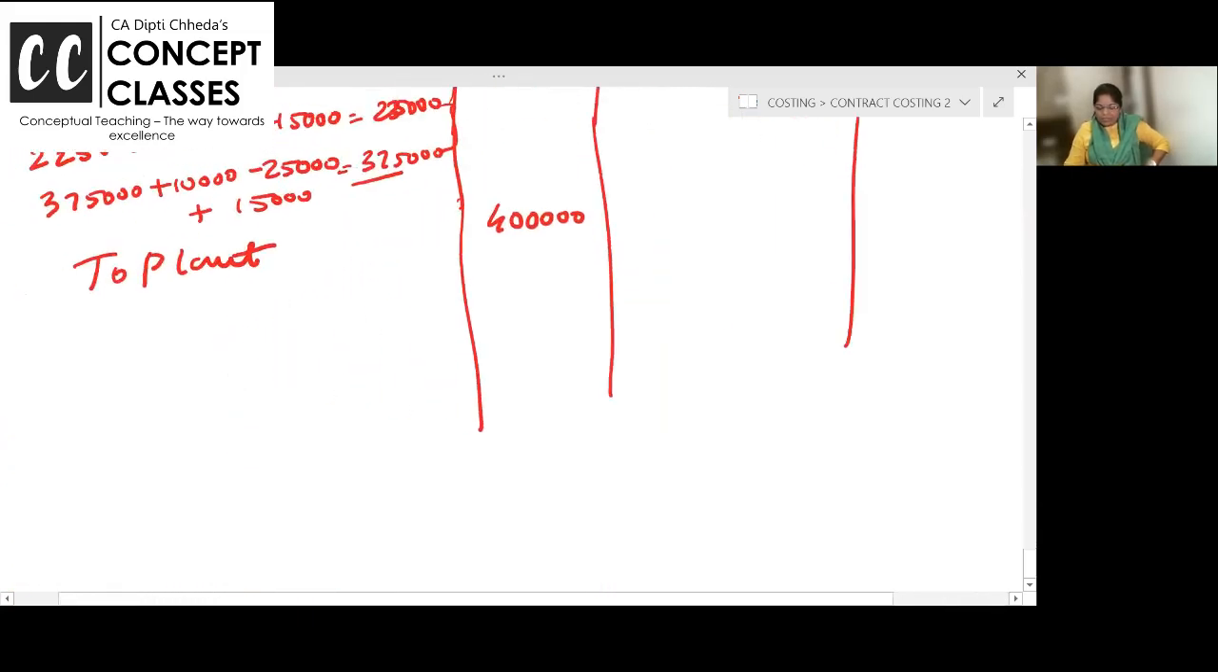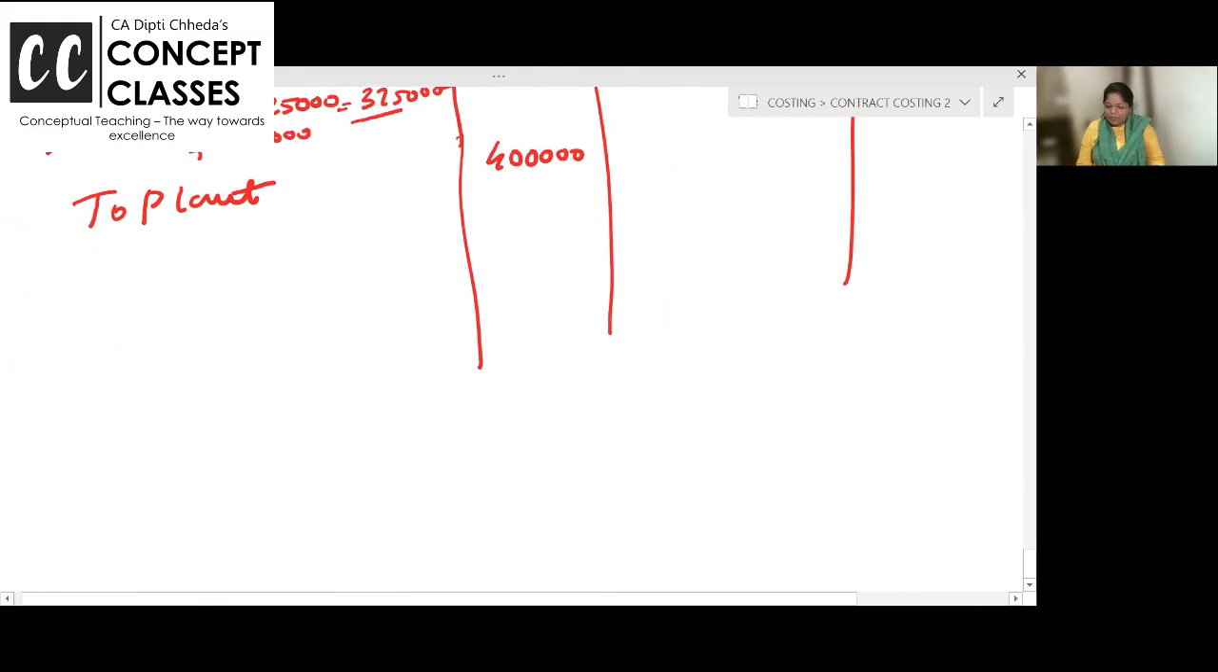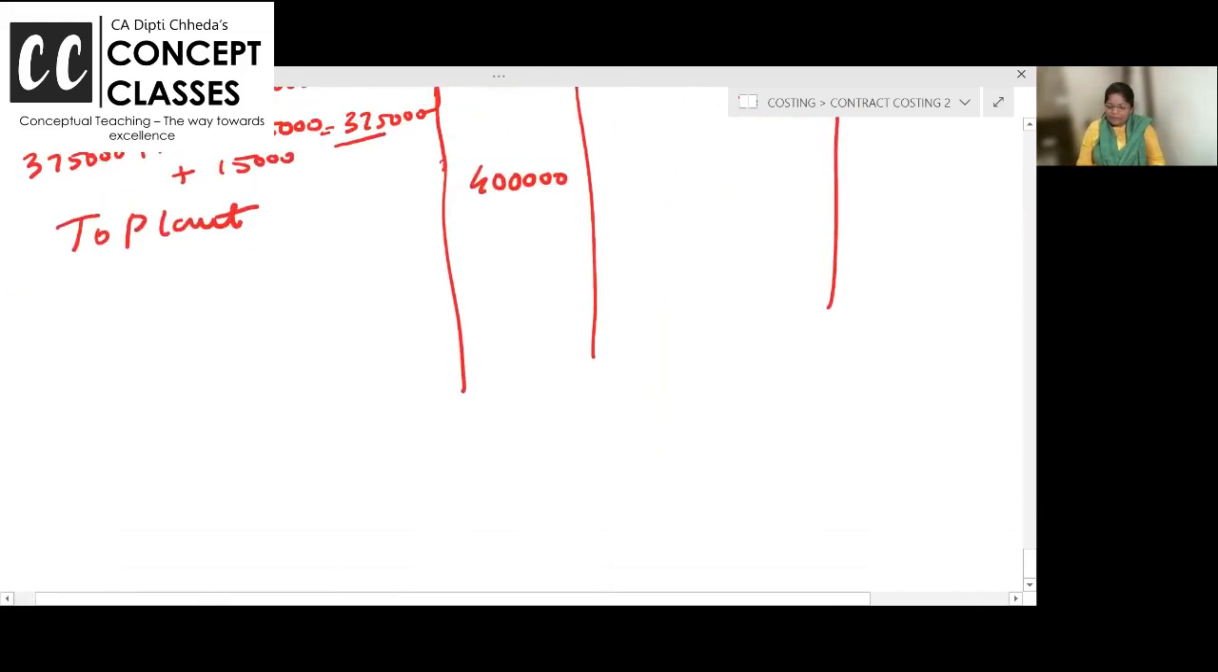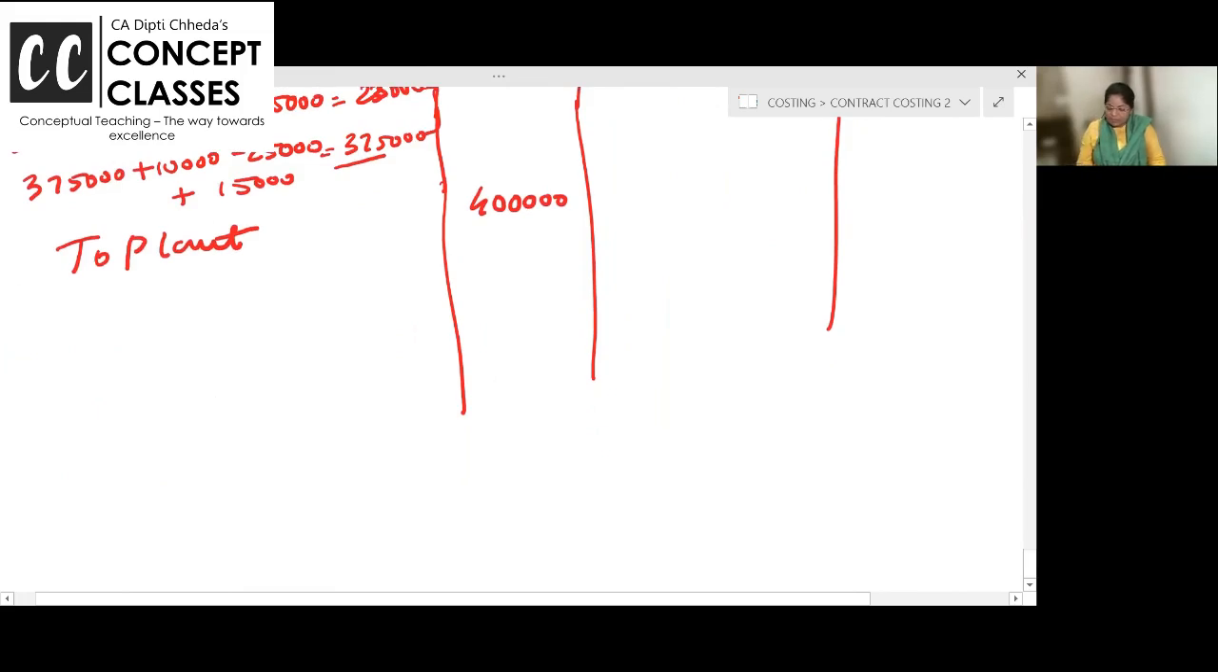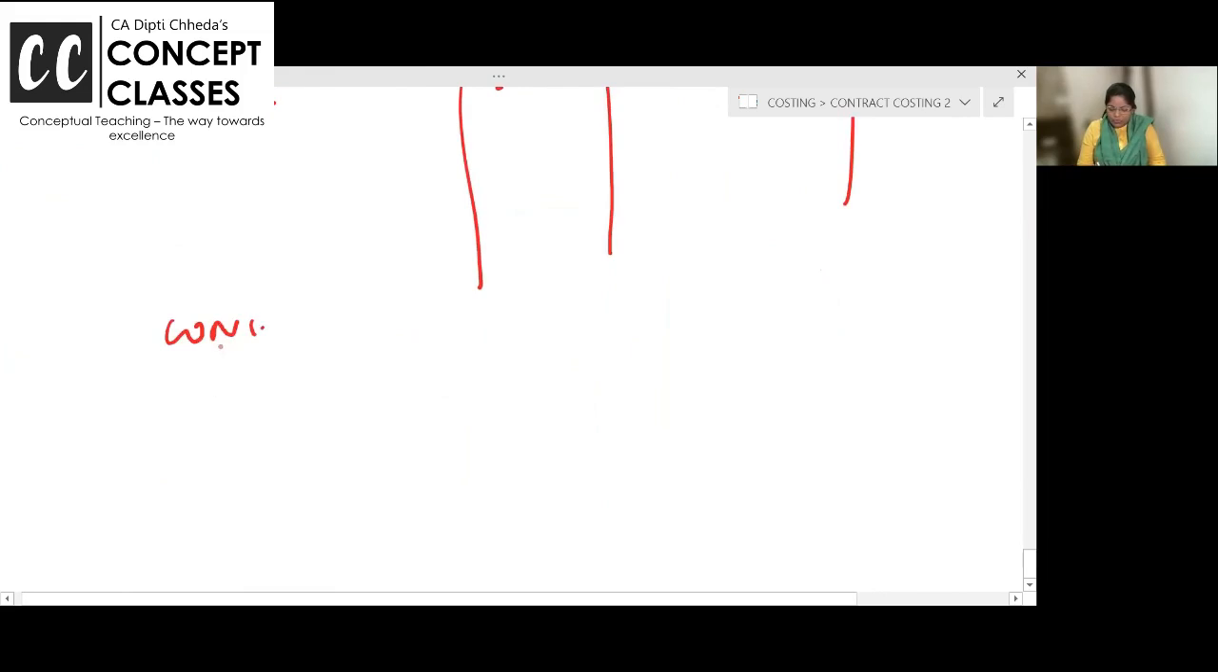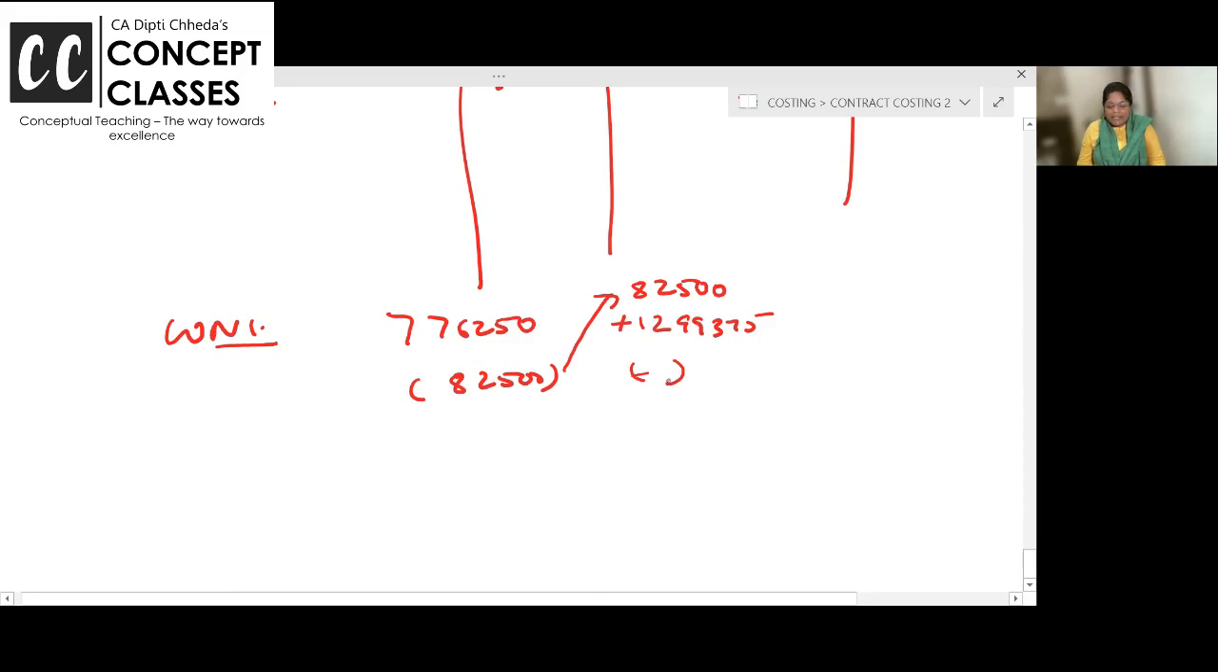Anyone in the class is not understanding this? Look at this working. What I am making. Look, I want to show you the working note one. 776,250 minus 82,500. Next year 82,500 plus 1299,375 minus 42,500. I hope you are getting now. This material minus this. So this is still at site.